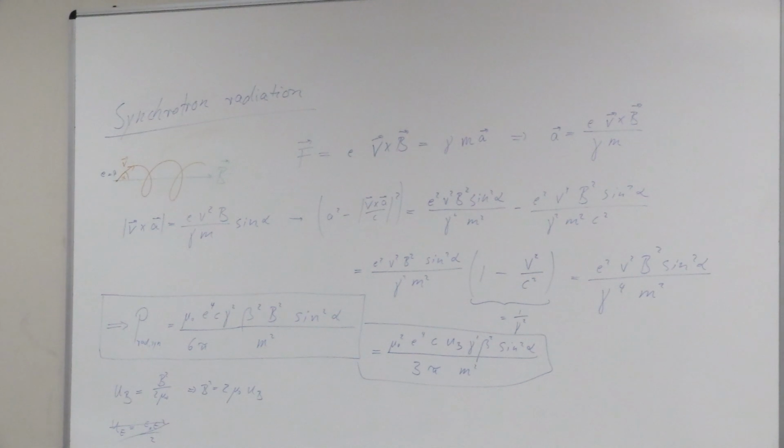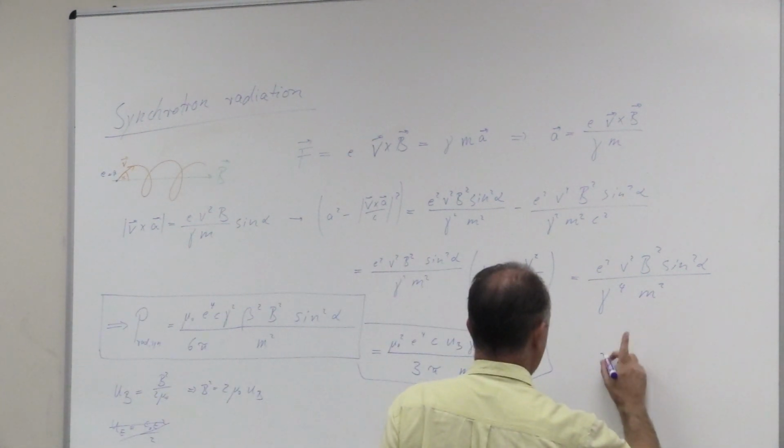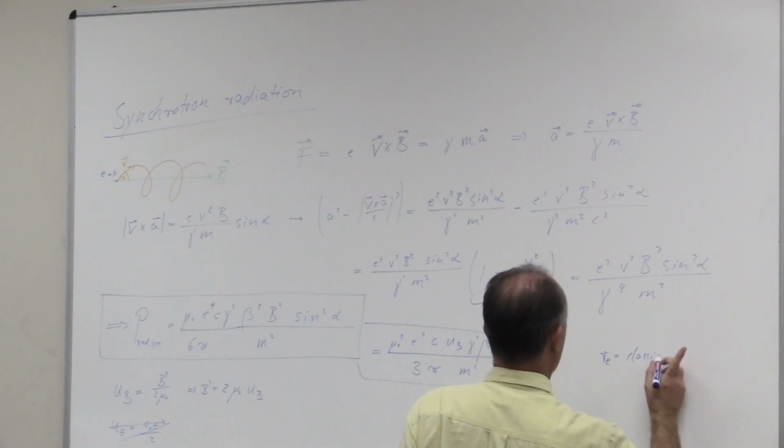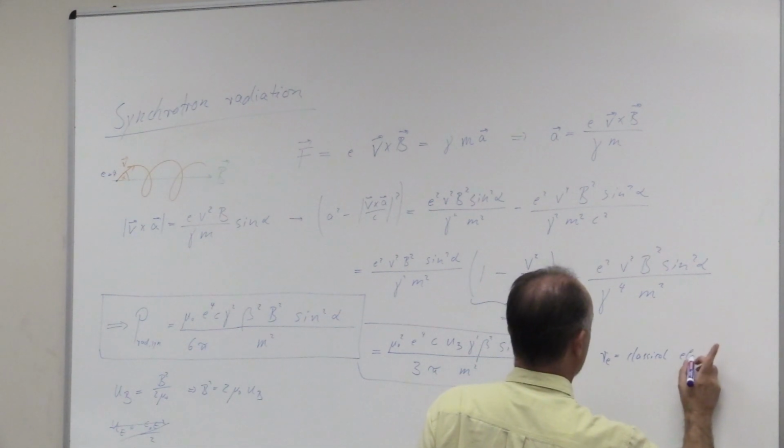Anybody know how the classical electron radius is defined? Because we're going to replace this now with a characteristic size or cross-section of an electron. The electron is really a point charge. How can you associate a radius or a size to the electron? Anybody know how that's defined? So we're trying to figure out what is the classical electron radius, right?